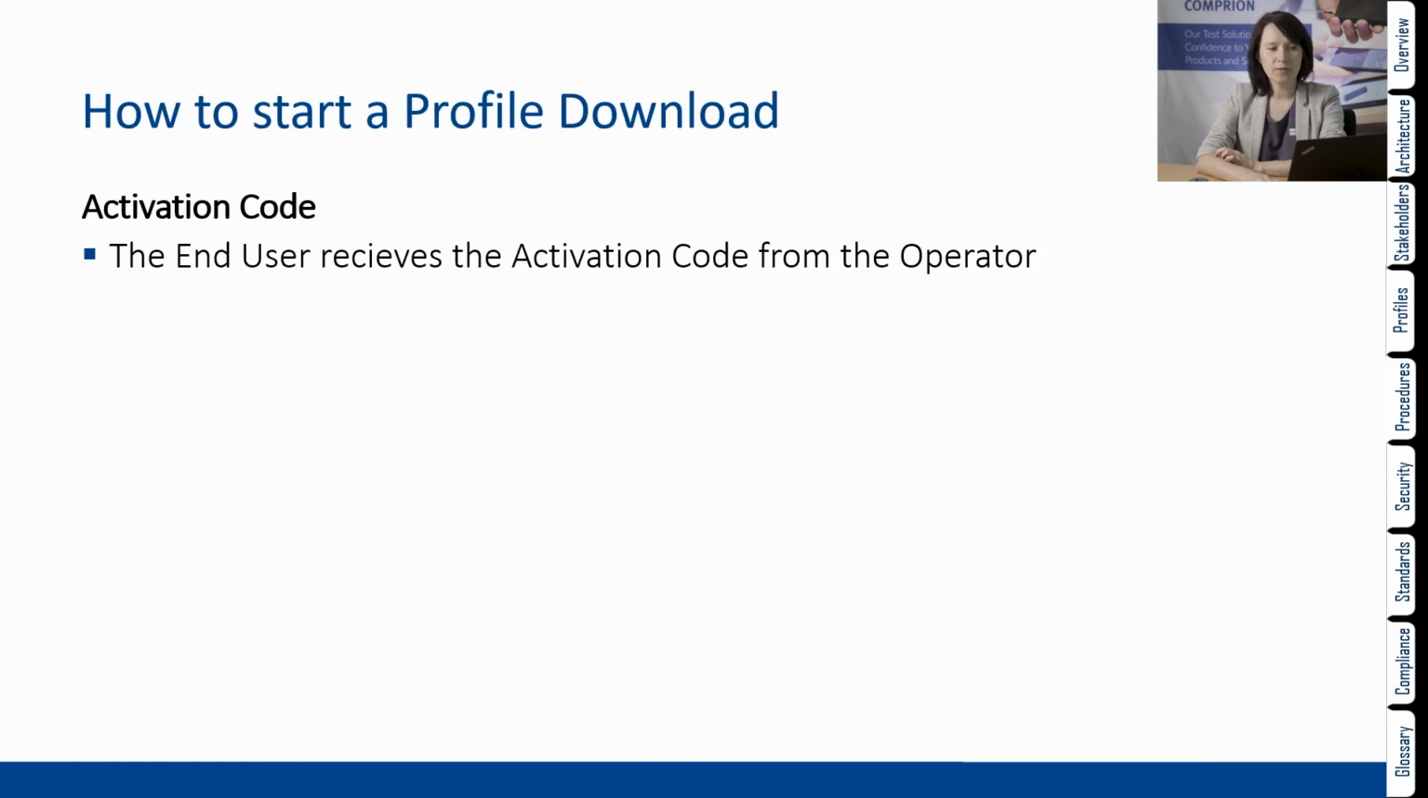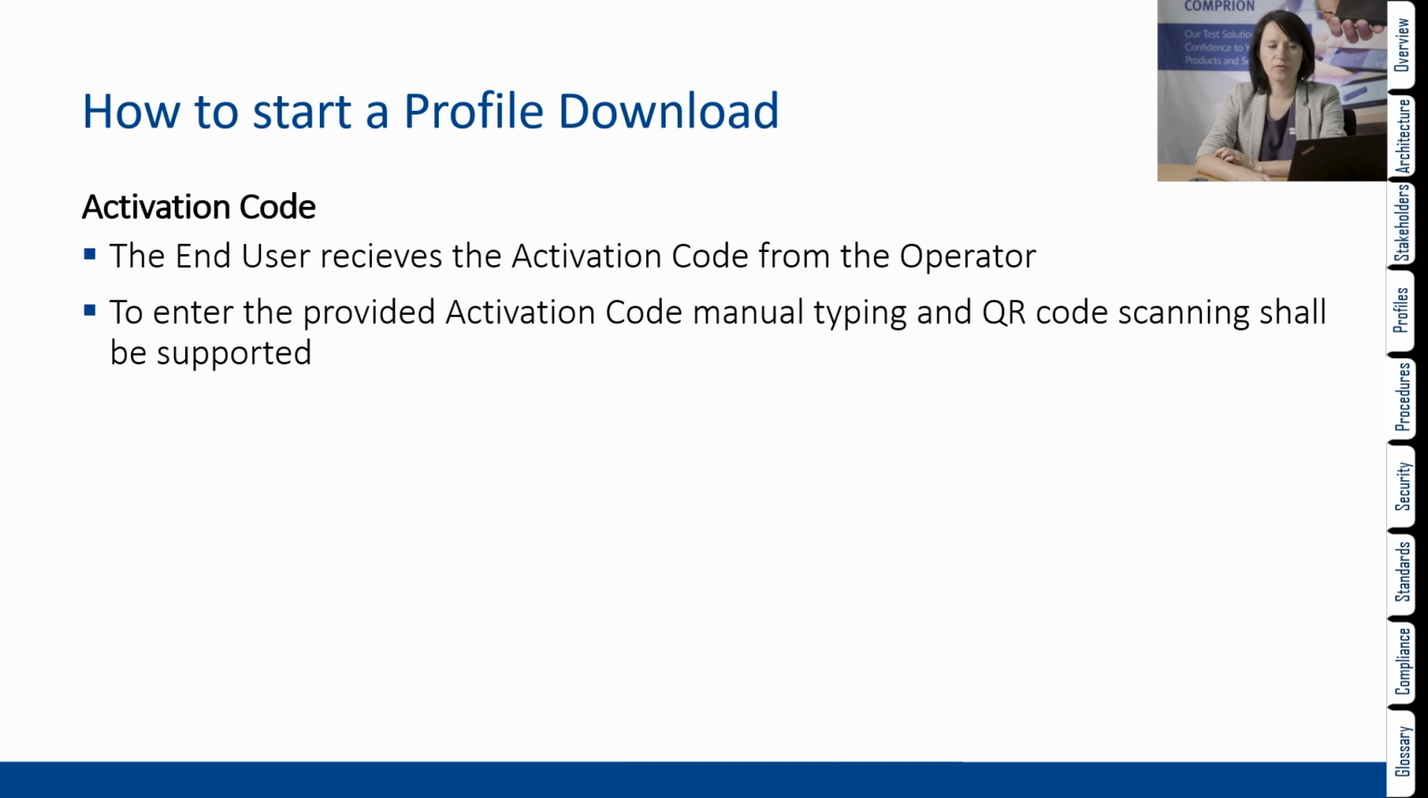As already mentioned, the profile download can be started in three different ways. First of all, the activation code. The end user receives the activation code from the operator. To enter the provided activation code, it can be typed manually, which is probably not used quite often. What is quite often used is the QR code. So you just need to scan the QR code, and this way you will have this activation code inside of it. At least this part shall be supported.